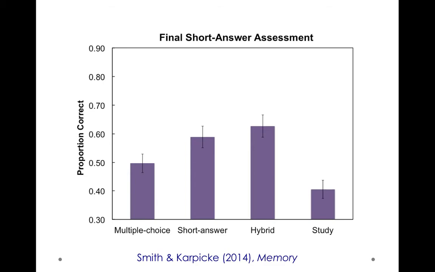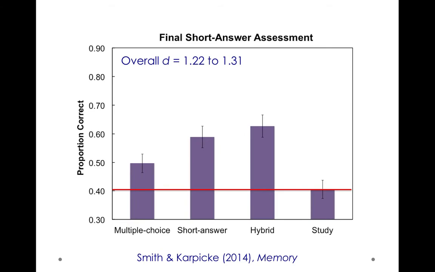Students who practiced retrieval performed much better than the students who only studied. And the overall effect size across a number of different experiments was between 1.22 and 1.31. This effect size just measures the relative difference of these different conditions. In statistics, we might say that an effect size of 0.8 is pretty large. So here we're getting a large learning benefit of practicing retrieval compared to just reading and then rereading target statements.